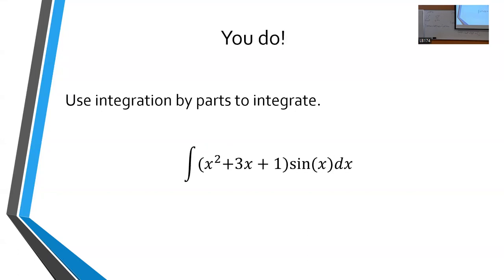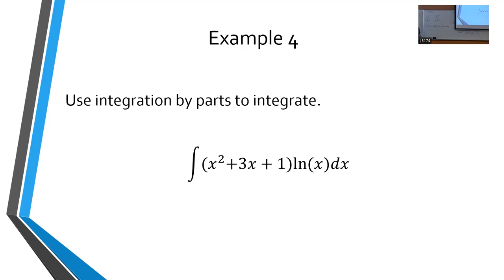This is another quadratic times trig function. This one has multiple terms, but it works in the exact same way. I just let my g be x squared plus 3x plus 1, that polynomial, and I let my f prime be my sine. And then I'm going to have to do 2 integration by parts with that one. Okay. I'll skip that one, or at least those two that I just mentioned.